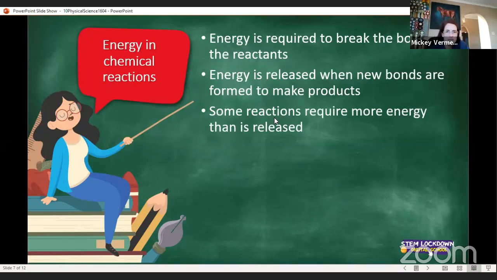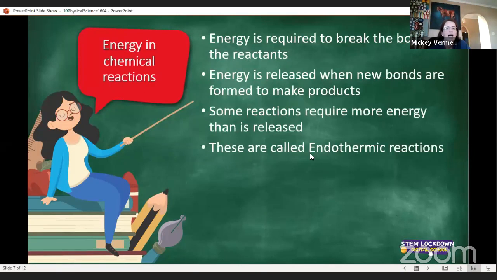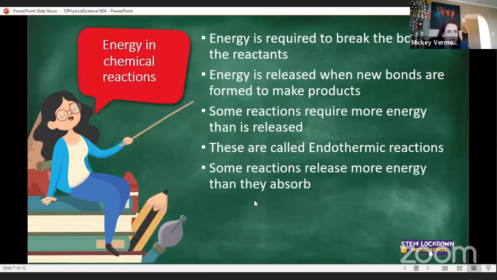So, focus. Some reactions need more energy than I get out. They are called endothermic reactions. I know they are endothermic because when I hold the beaker, it gets cold. Other reactions release more energy.